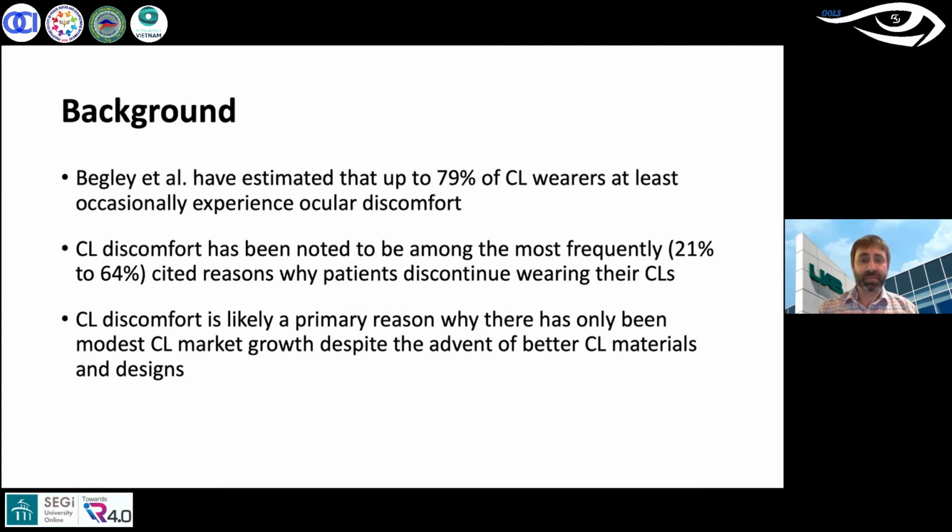Contact lens discomfort is actually the top reason why people discontinue contact lenses, and that's really the heart of a lot of my research. And it's probably the main reason why the contact lens market hasn't grown over the past 20 plus years. We've had many better materials made. There's now silicone hydrogels, there's daily disposables. There's always something new and better coming out, but that really hasn't changed the market.